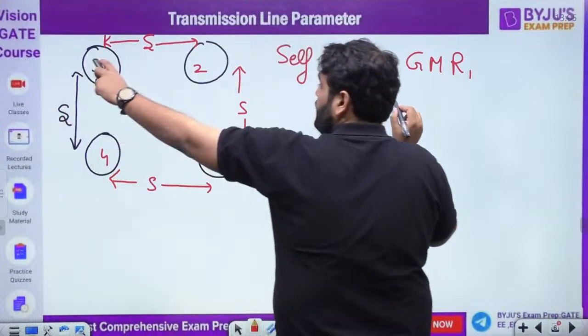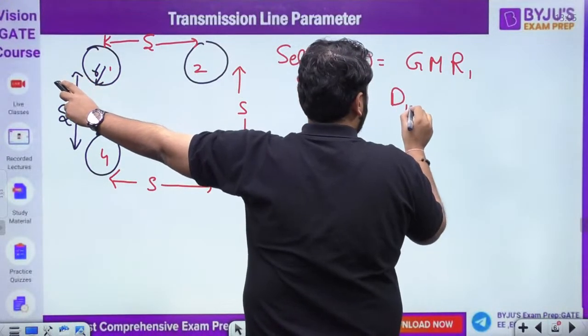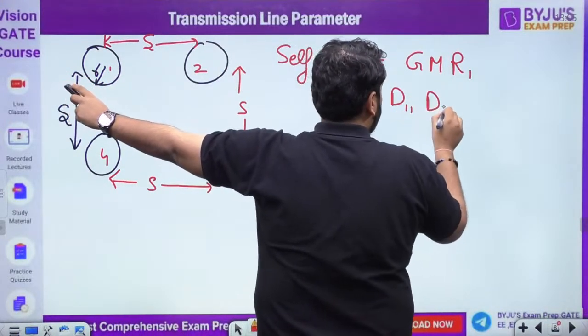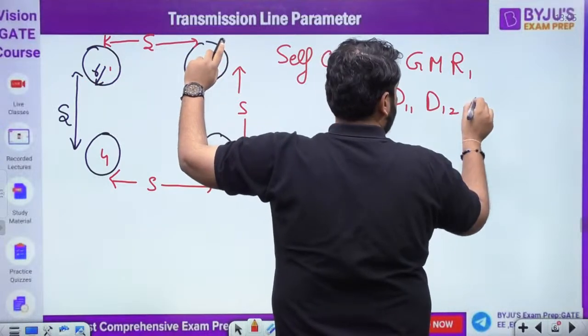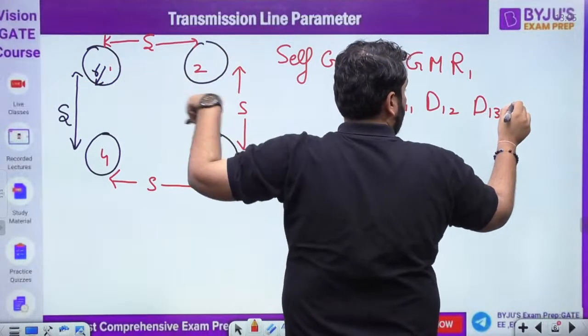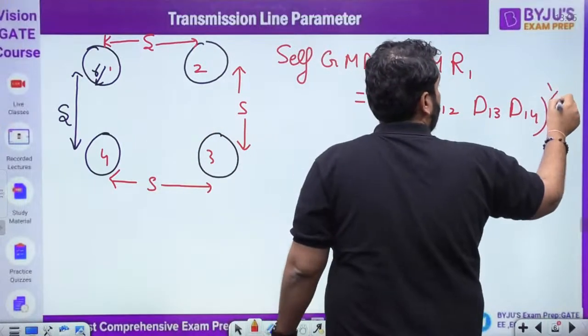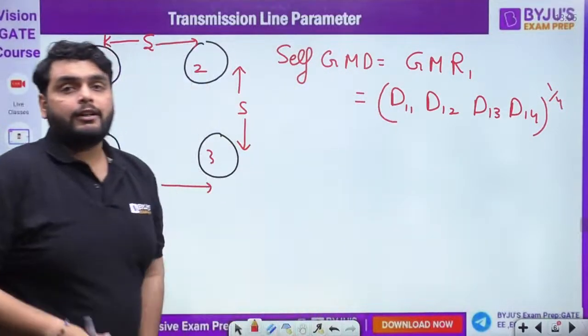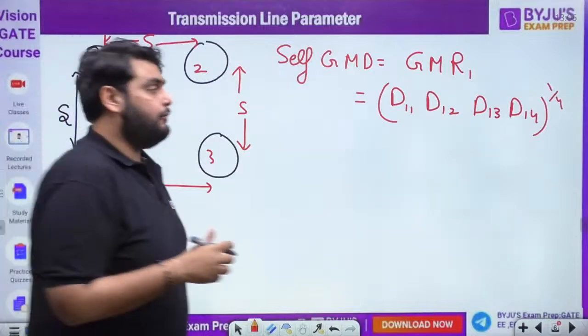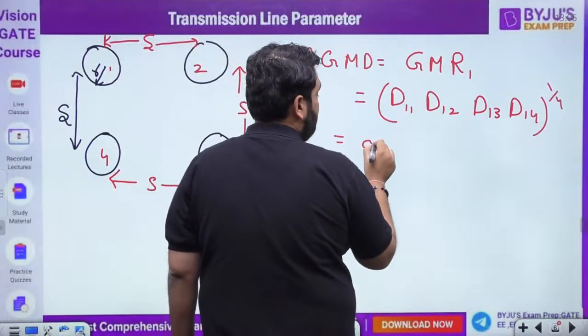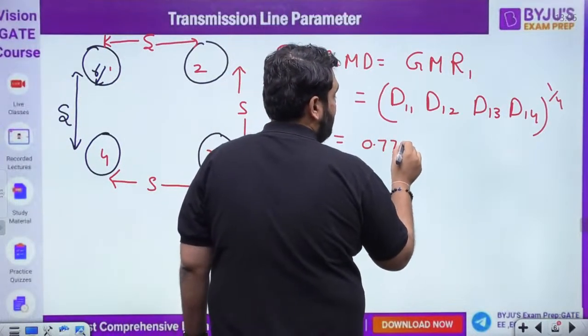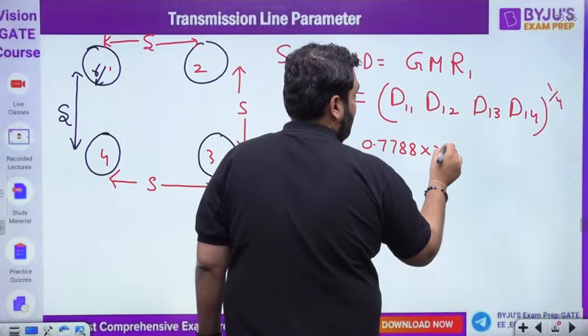So what is the GMR of the first conductor? The distance of that conductor with itself, distance of that subconductor with the second one, distance of that one with the third, distance of one with respect to 4, raised to power 1 by 4. Like this. Now what is the distance of the conductor with itself? That is denoted by the symbol 0.7788 R.